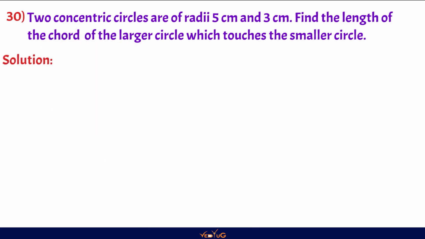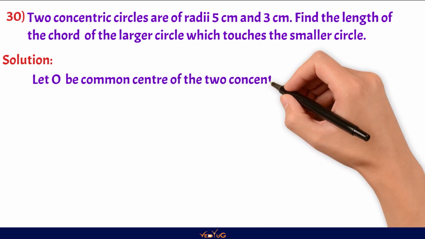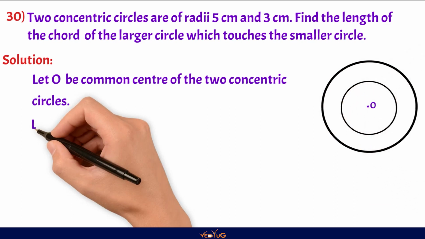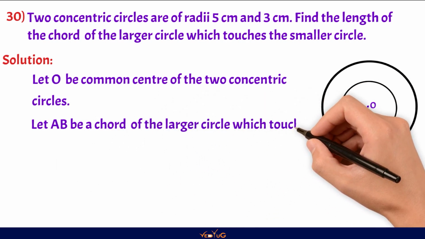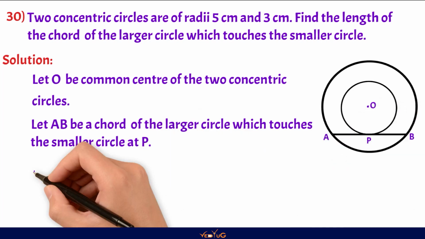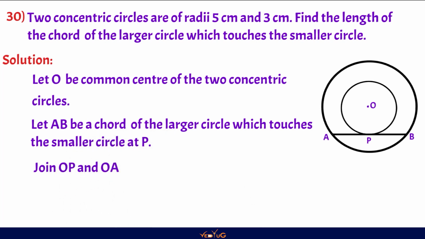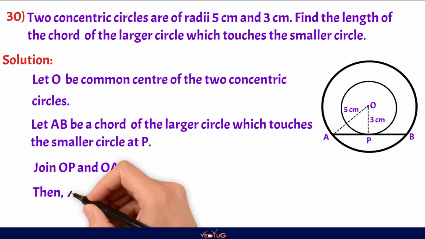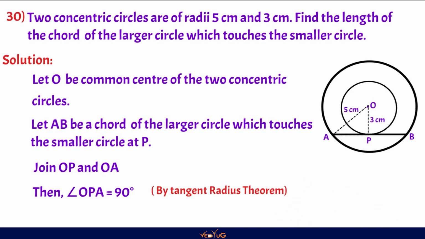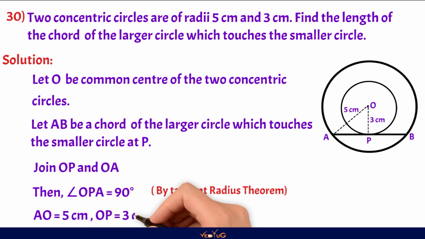Let's solve this. Let O be the common center of the 2 concentric circles. Let AB be a chord of the larger circle which touches the smaller circle at P. Join OP and OA. Please, ये जो आप join करेंगे, do it with a pencil. Don't use the pen in the figures. Then, angle OPA is equal to 90 degrees by, you remember, right? Tangent radius theorem. Yes. Now, AO is equal to 5 cm and OP is equal to 3 cm.